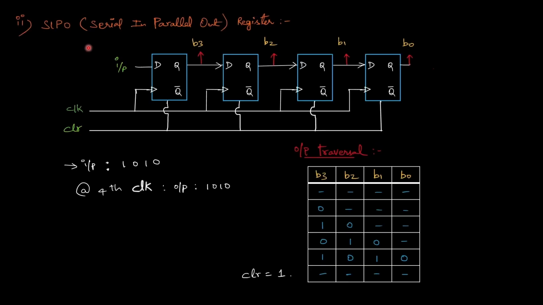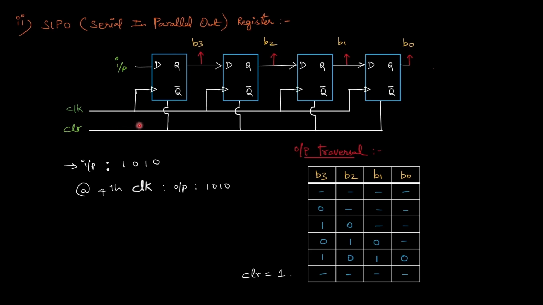Now let's move to the serial in parallel out register. Here, the input is still serial, exactly like before. The difference is that now we can access the output of every flip-flop simultaneously. Let's again transmit 1010. So after the fourth clock cycle, each flip-flop stores exactly one bit. Now instead of waiting for every bit to come out one by one, we can directly read all the four outputs together as 1010. So we have successfully converted our serial data into parallel data.